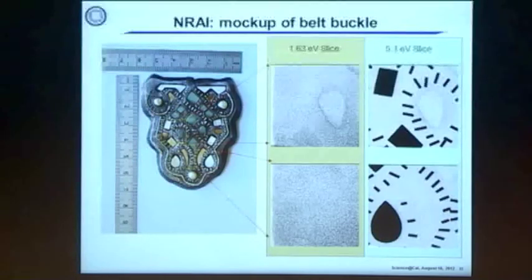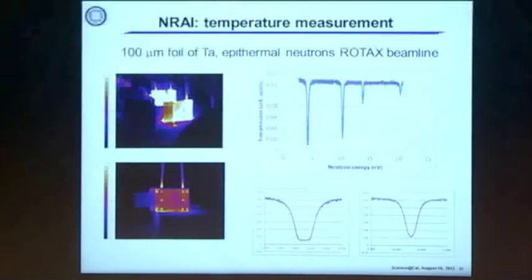And as you can see here, instead of just an image, which would be a transmission image shown on the left, we can now get an image which is very specific to a particular isotope. So if we just take an energy slice where there's a resonance for a particular isotope, we can see it within the object, and that's non-destructive.